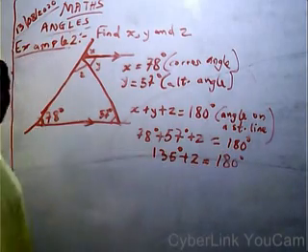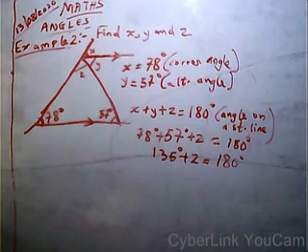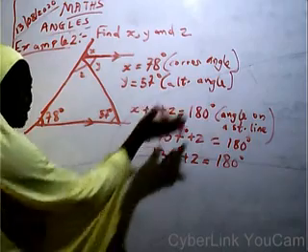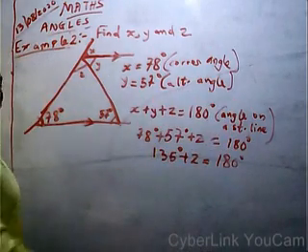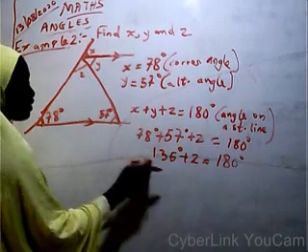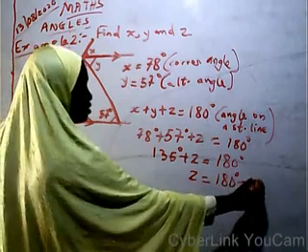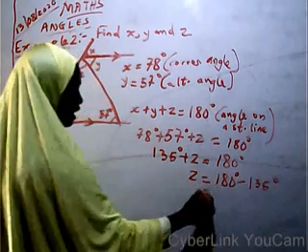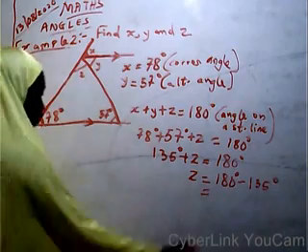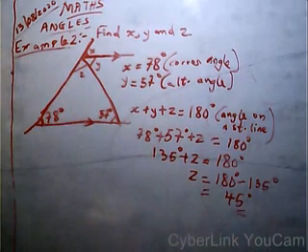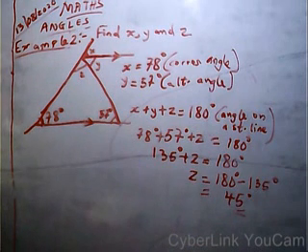180 degrees. Now, for me to get my Z, I need to collect the like terms, in which 135 has to go and meet 180. And the positive sign in front of 135 will change to what? Negative sign. And after subtracting, you get what? 45 degrees. That is the value of my Z. I hope this is clear to every one of you.